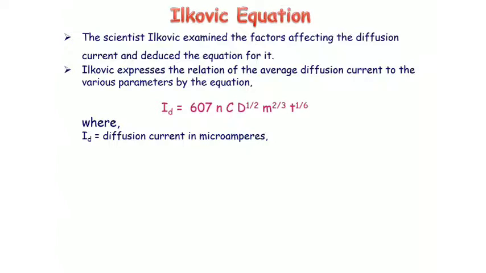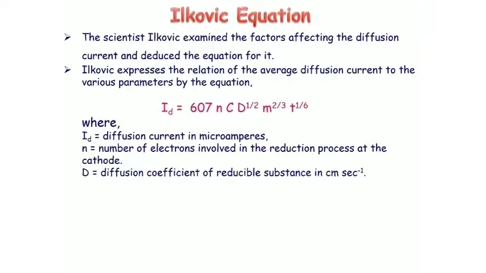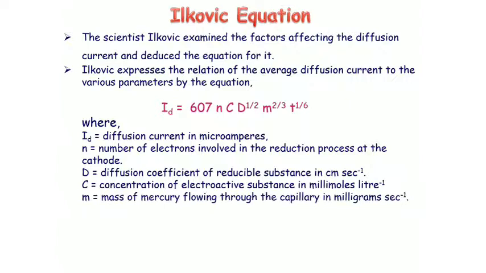n is the number of electrons involved in the reduction process. D is the diffusion coefficient of the reducible substance, and its unit is centimeter squared per second. Capital C is the concentration of the electroactive substance in millimoles per liter. Small m is the mass of mercury flowing through the capillary, in milligrams per second. t is the drop time in seconds.